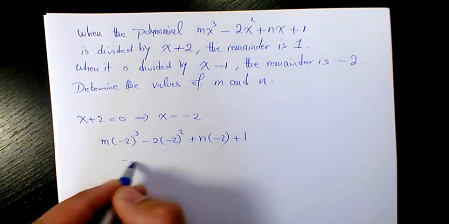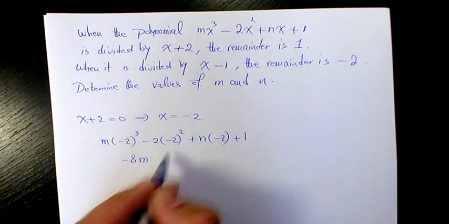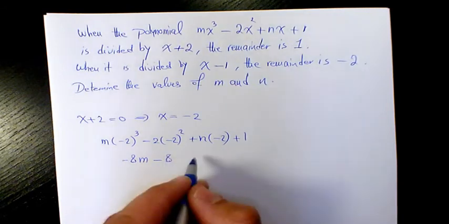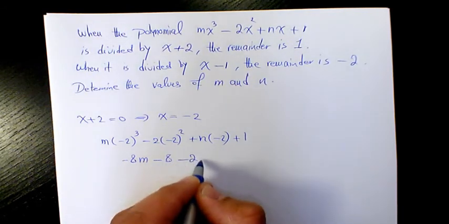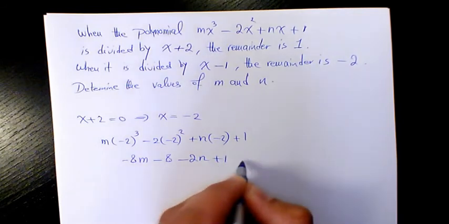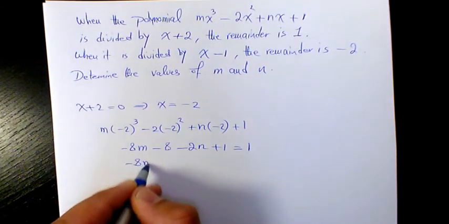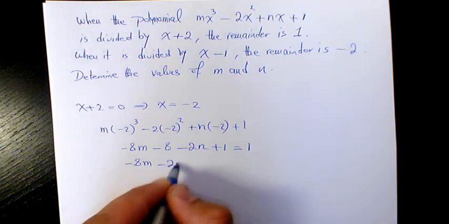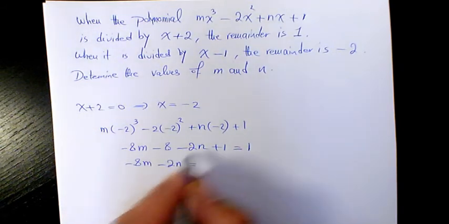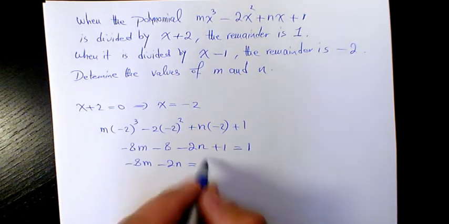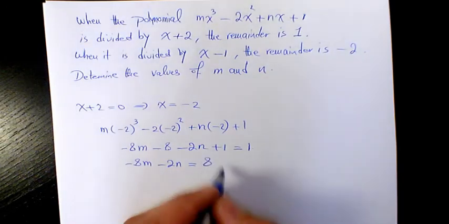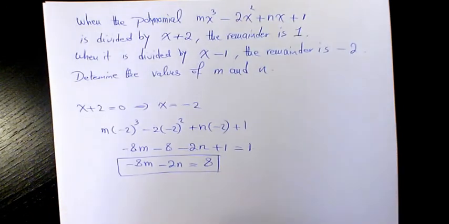That's going to be negative 8m minus 8 minus 2n plus 1. That's supposed to be 1. Which means that negative 8m minus 2n minus 7, you move it there, positive 7 plus 1 is going to be 8. That's going to be one equation.